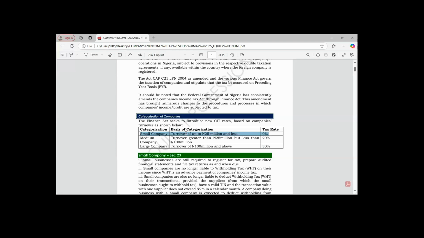So those are the three categorizations. Please, in the examination hall, where the examiner does not give you information about the turnover and he asks you to calculate the company income tax, you are going to assume a large company. In that case, you are going to use 30%. So we need to analyze this company one after the other.